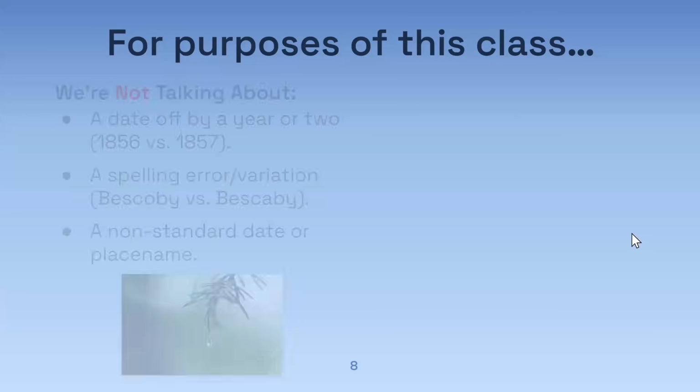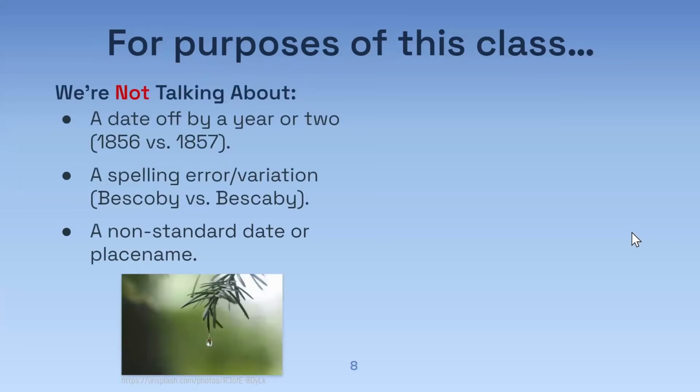For purposes of this class, when we talk about sticky problems, we want to be clear what we're talking about. We're not talking about things like a date being off by a year or two, or a spelling error or variation, or a non-standard date or place. In the overall scheme of things, those are kind of like little drops of water on our family tree. Sure, we want to clean them up, but they're not the type of sticky problems that might make us lose sleep.